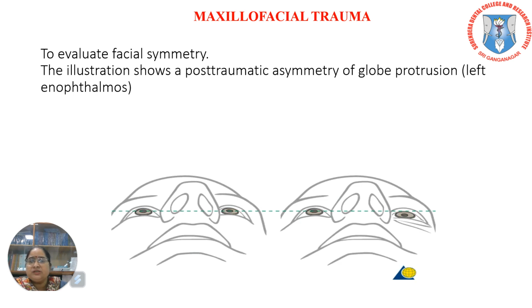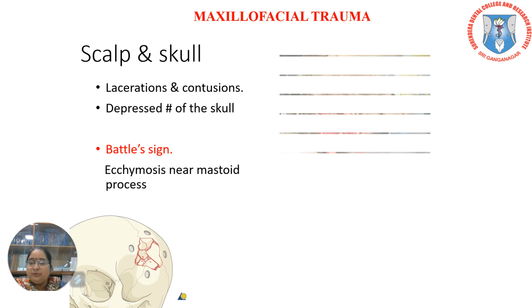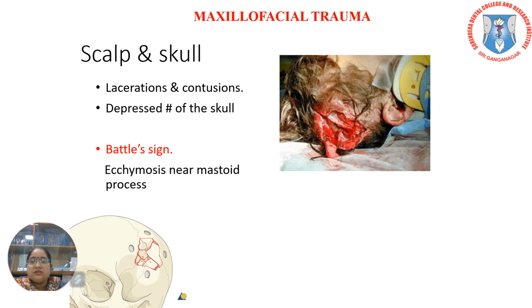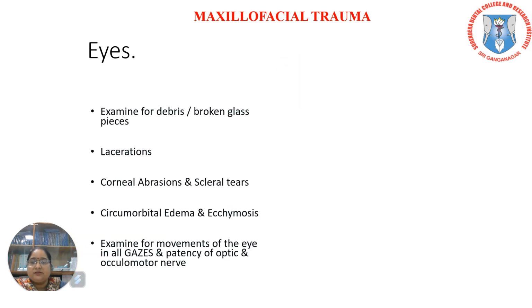We can evaluate facial symmetry, that is post-traumatic asymmetry, which we can check by various maneuvers. We can check the scalp and skull for lacerations, contusions, or depressed fractures of the skull, and the Battle sign, that is near the mastoid process. We can see in this picture there is a laceration in the scalp region and ecchymosis near the mastoid process, that is the Battle sign.